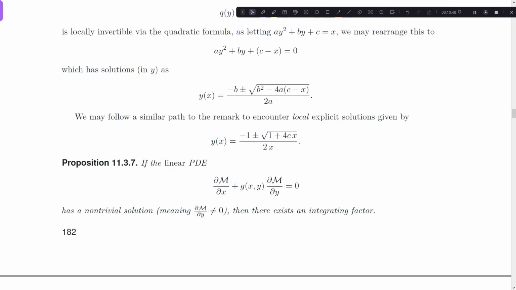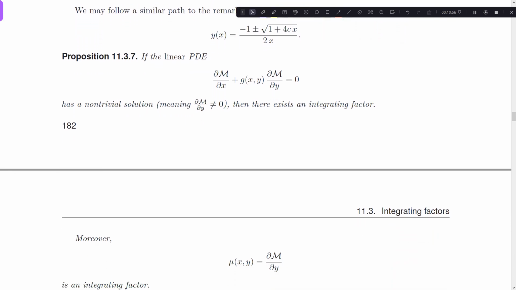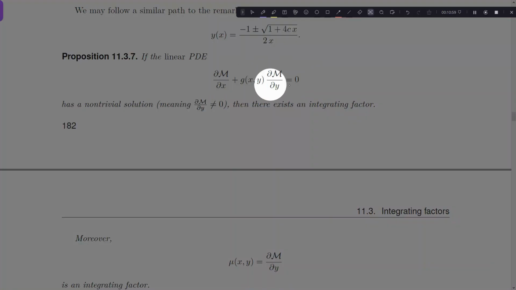So there's my proposition, actually. We can get away with something even easier. This proposition says, if the linear PDE, now in terms of some capital M, this is a different linear PDE than the one I had before with mu, so this is a capital M.